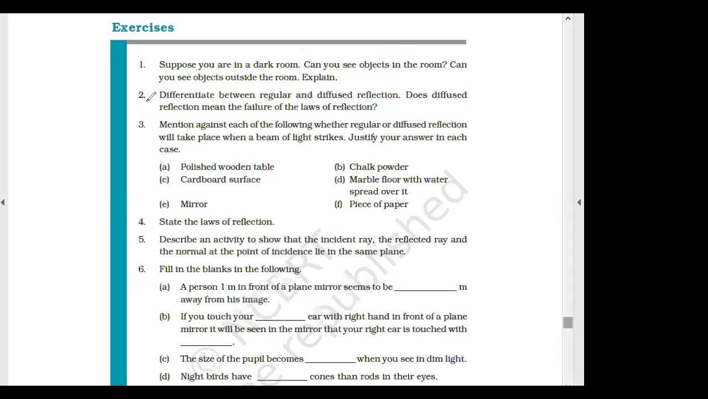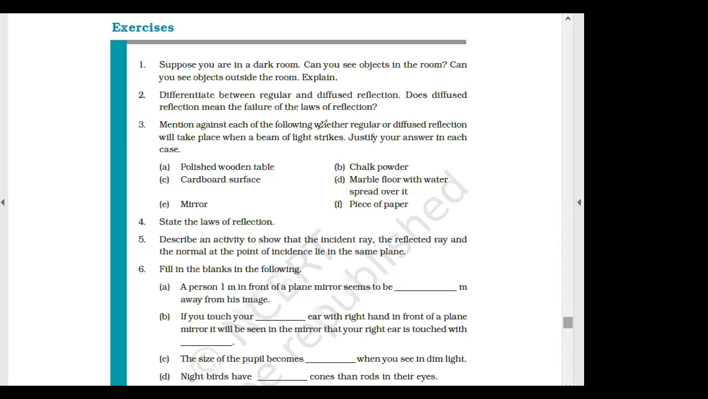Next, differentiate between regular and diffuse reflection. We just discussed that. I hope all of you can write. Does diffuse reflection mean the failure of the law of reflection? No, sir. Exactly, no. It does follow the law of reflection; it's just that the surface is irregular, that's why the reflected rays go in random directions.